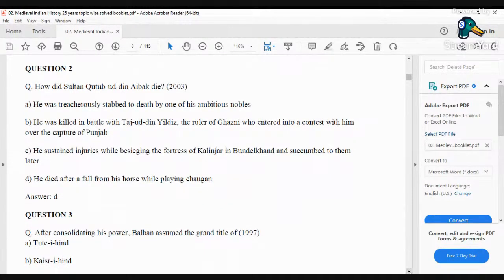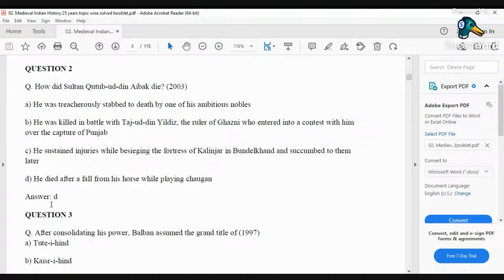let's have a look at question number two. How did Sultan Qutbuddin Aibak die? Like I was saying, Qutbuddin Aibak met with an accidental death, and he could rule only for 4 years. Now, the options are: he was treacherously stabbed to death by one of his ambitious nobles; he was killed in a battle with Tajuddin Yildiz, the ruler of Ghazni, who entered into a contest with him over the capture of Punjab; he sustained injuries while besieging the fortress of Kalinjar in Bundelkhand and succumbed to them later; he died after a fall from his horse while playing Chaugan.